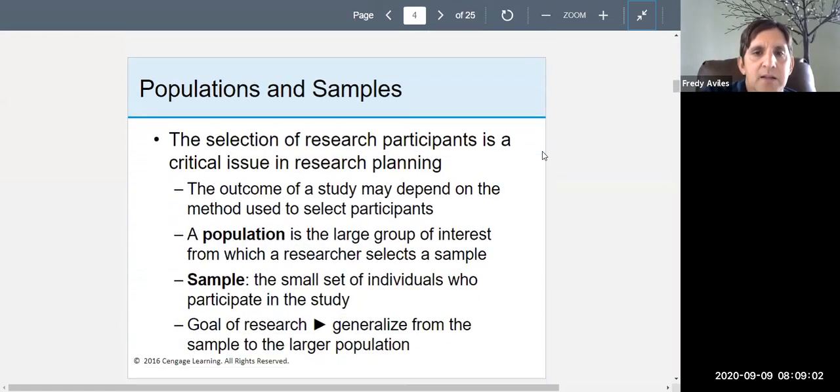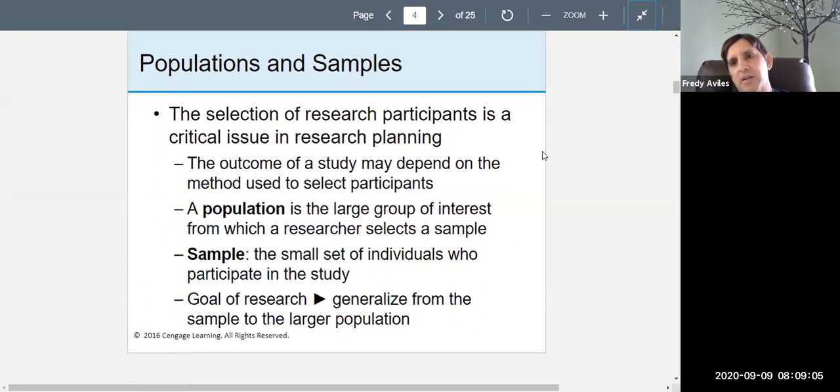Let's keep going. Let's relate samples to populations, although I already did that, but we're going to talk about this a little bit more. So the selection of research participants is a critical issue in research planning. It's very important, in other words, that you select your sample carefully, okay? The outcome of the study may depend on the method used to select participants. It says may depend. I can tell you from experience, the sample determines everything. Yes, the outcome of the study definitely depends on the sample.